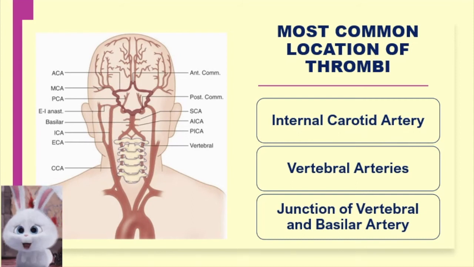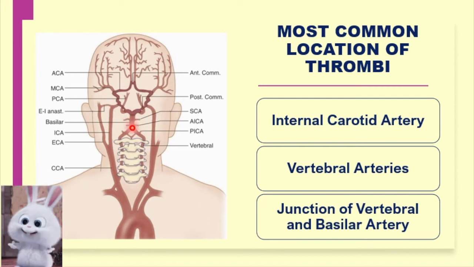Now, what are the most common locations of your thrombi? So you have your internal carotid artery, you also have your vertebral artery, and then the junction of your vertebral and basilar artery. These are the common locations of your thrombi. If you look here, your internal carotid artery is located here, class. And then your vertebral arteries are located here. That's why it's referred to as vertebral arteries, because notice their location in relation to our vertebrae. And then you have the junction of your vertebral and your basilar artery.